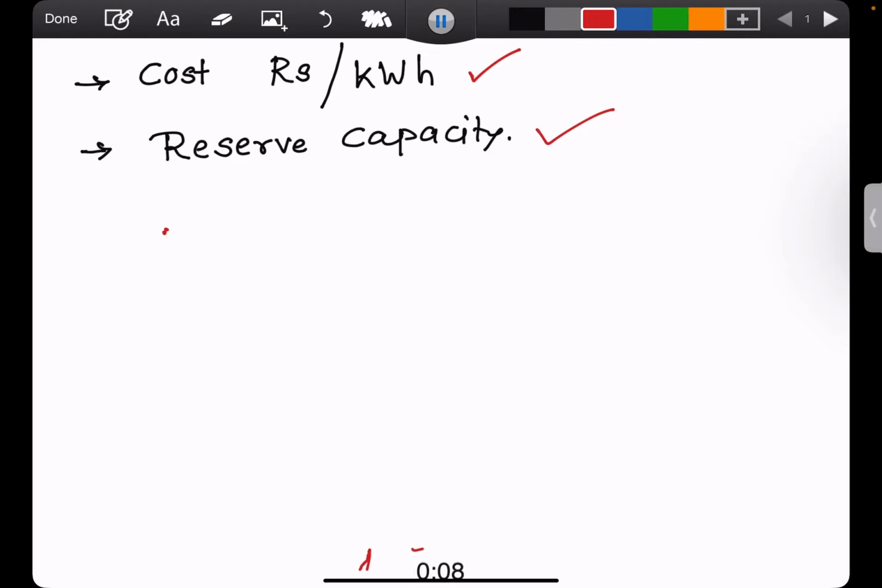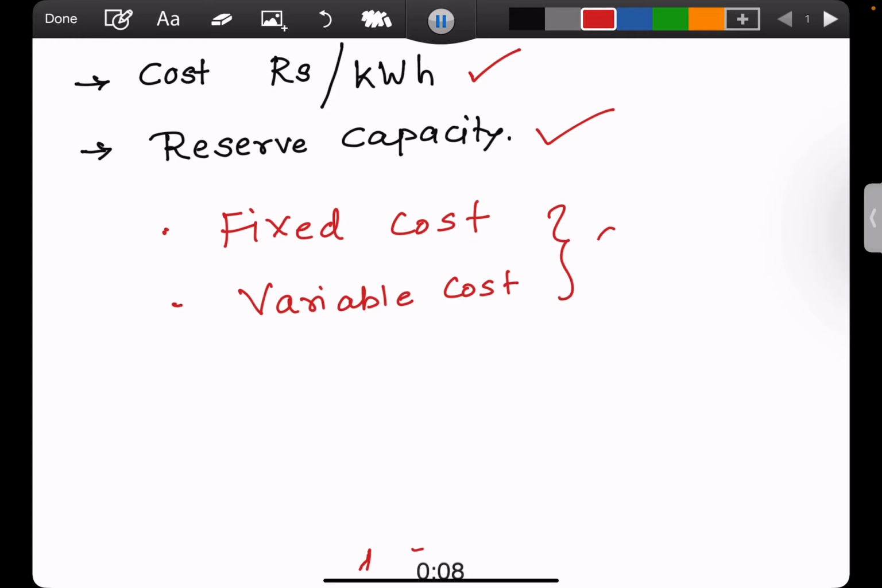One is known as the fixed cost and the other is called the variable cost. Fixed cost and variable cost are useful concepts because they actually matter in arriving at the cost per kWh. Cost per kWh, or the cost of generating electricity for each unit, is a function of fixed cost and variable cost.